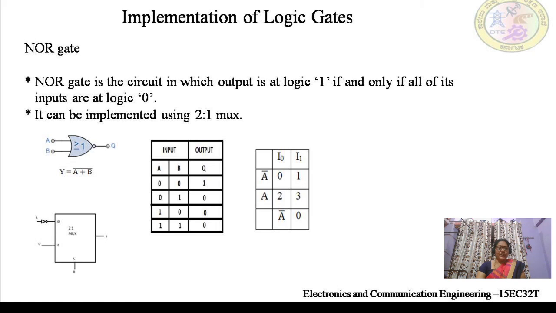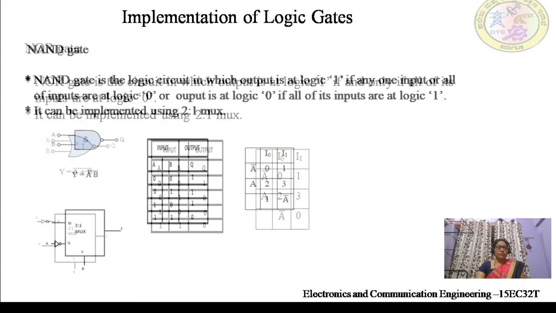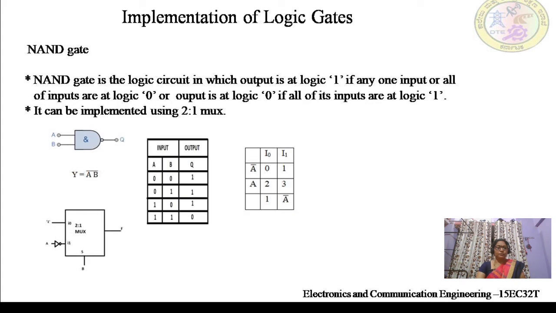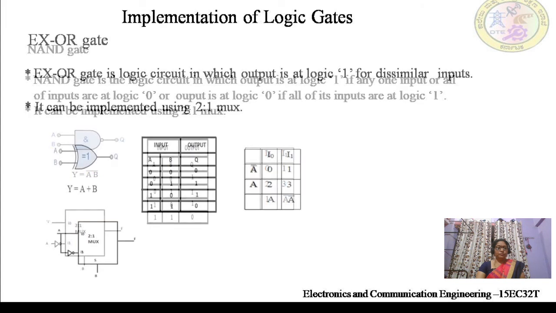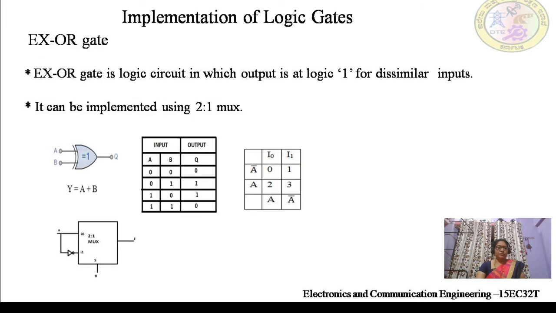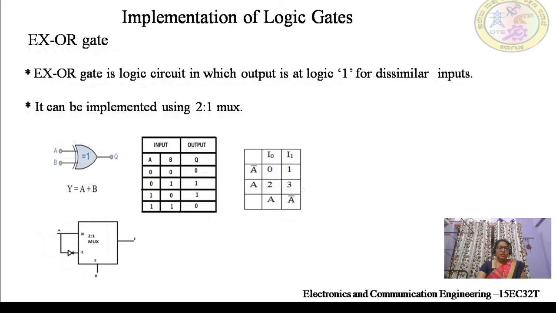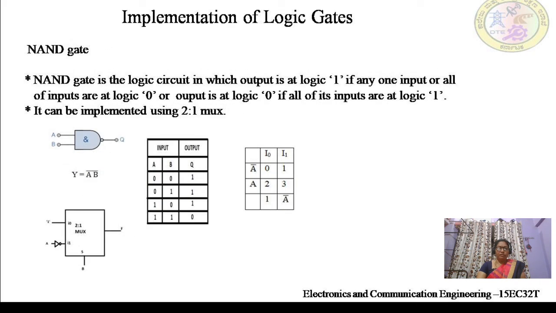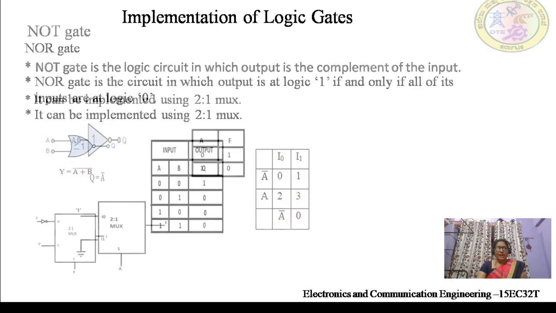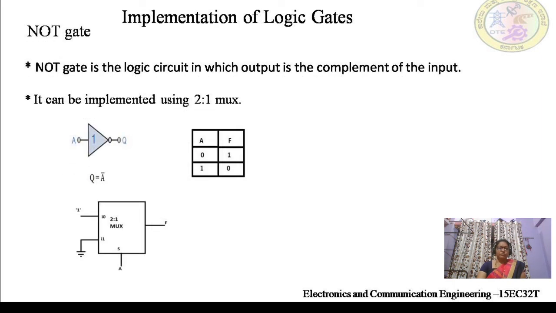This is for NOR gate. This is for NAND gate. For XOR gate, XNOR gate. Okay, the procedure is the same, but you should be careful while writing the truth table and writing the table. So this is for all the other 6 gates, except NOT gate.